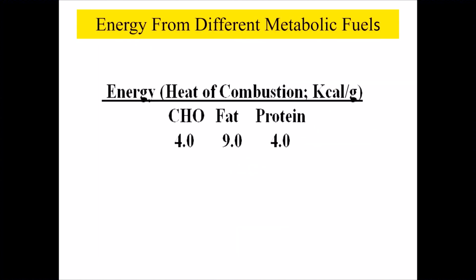The energy yielding capacity of the different metabolic fuels. So for example, 1 gram of carbohydrate gives us 4 kilocalories. 1 gram of fat gives us 9 kilocalories. And 1 gram of protein gives us 4 kilocalories. These are the energy yielding or energy releasing capacity, the heat of combustion, of the energy fuels in our body.